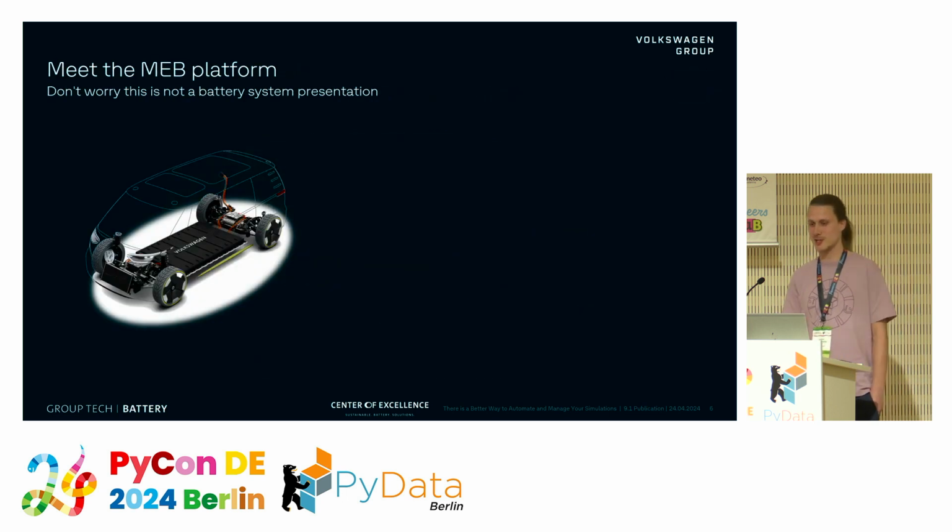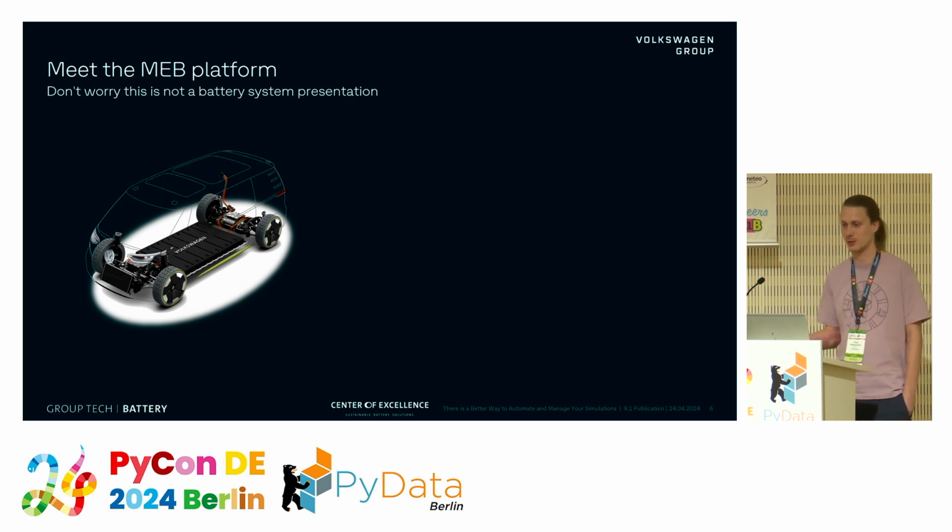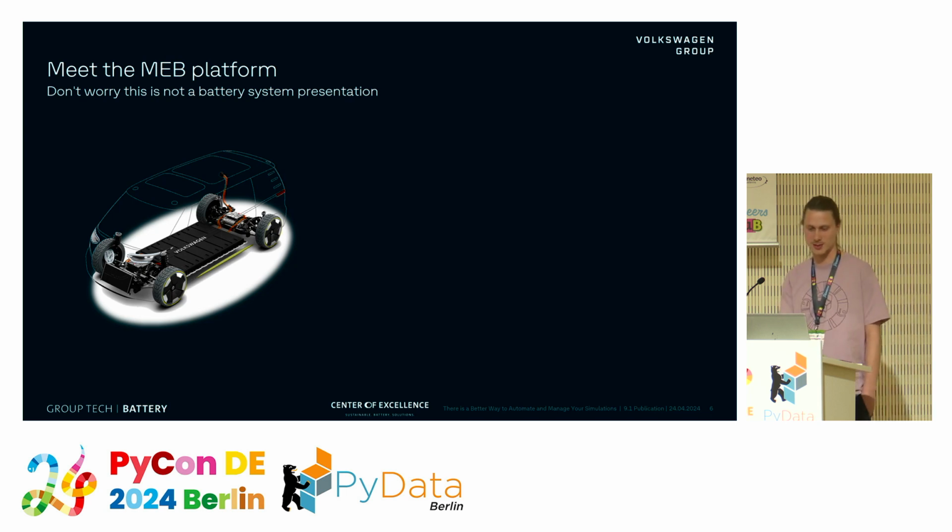Okay. This is not going to be a battery systems presentation, but we have an example. Let's meet the MEB platform. It's a widely used platform for battery systems inside the Volkswagen Group, for Volkswagen, Audi, Skoda, and so on, but also, for example, the Ford Explorer also uses this battery system from us.